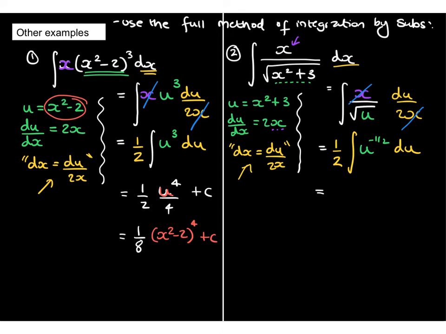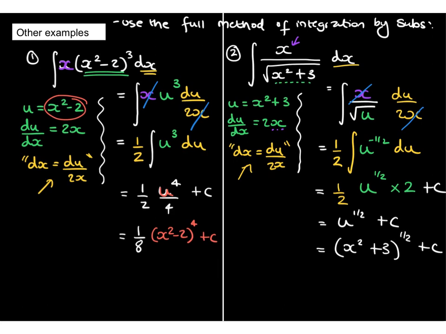So we have this factor of a half here. u is now going to be raised to the power of a half, and then dividing by a half is the same as multiplying by 2. So we've got u to the power of a half plus c, which is x squared plus 3 to the power of a half.